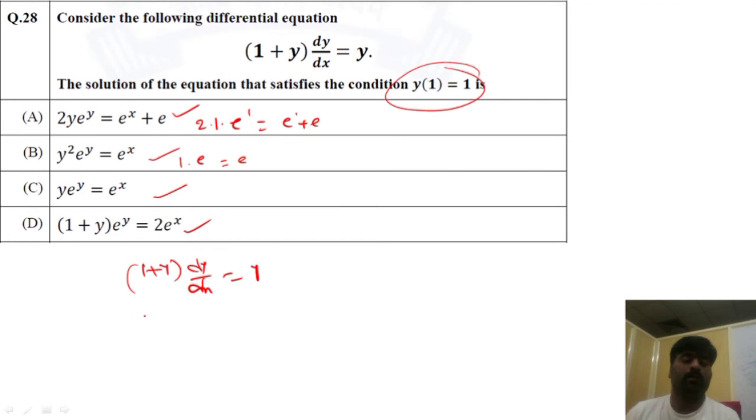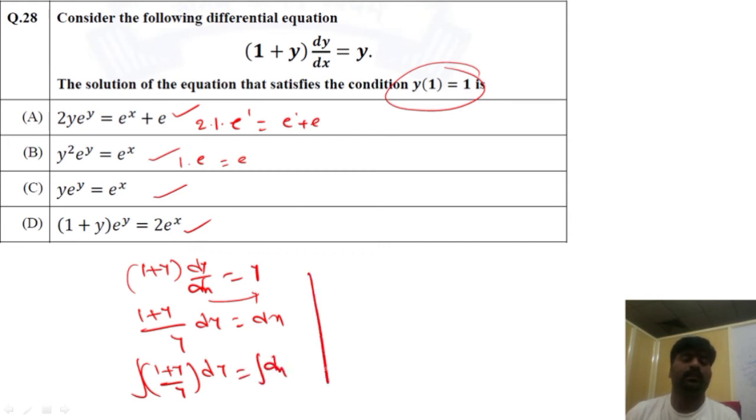The solution is also very easy, going by the variable separable method. If I separate y terms, (1 + y)/y dy equal to dx, taking integration, integral of (1 + y)/y dy equal to integral dx. This will be integral of (1/y + 1) dy equal to integral dx. So this is ln y + y = x + c.